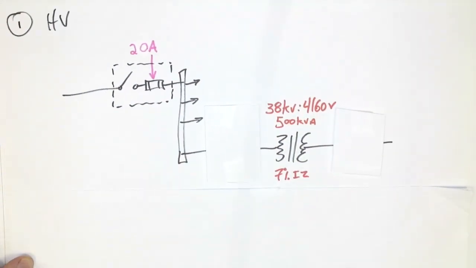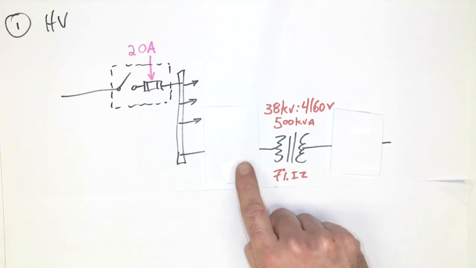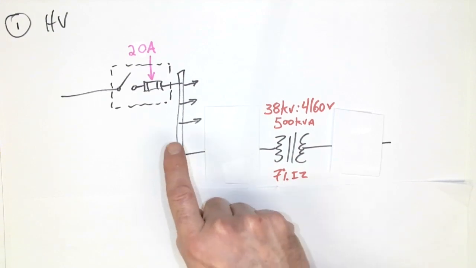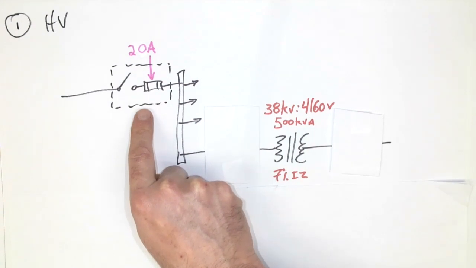In this first example, we have a high voltage transformer. It's 38 kV on the primary, 4160 on the secondary, and we want to know, can we omit the primary overcurrent protection on this transformer? And that is going to completely hinge on the size of this overcurrent device.